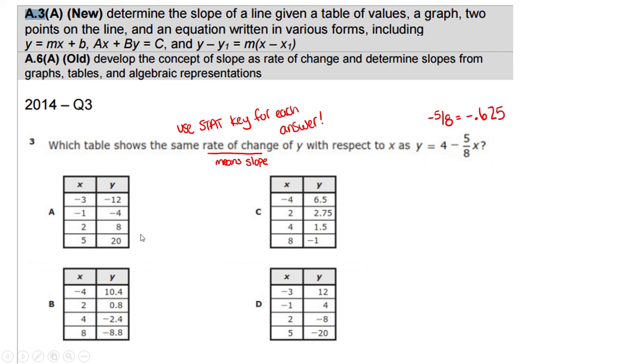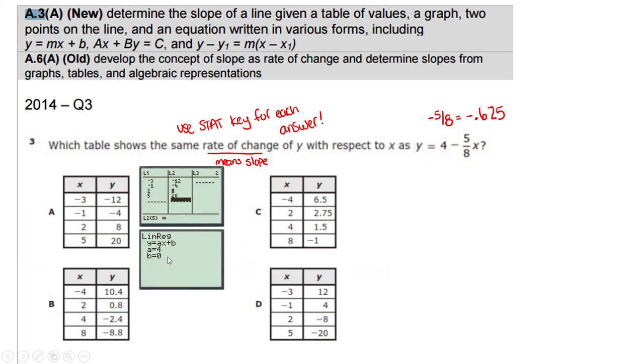So if I do A, type it in the stat, and my L1, L2 looks like this, then do StatCalc 4, you can see that that's not it. That's not the same slope. My slope would be 4 in this case. Okay, B, if I do L1, L2, then type it, do my linear regression.